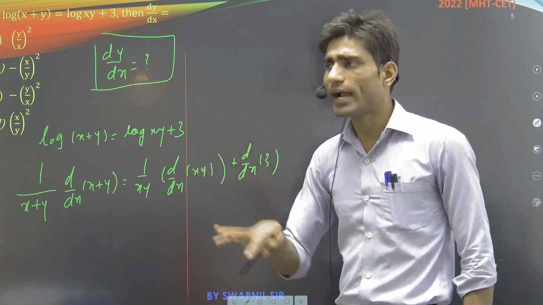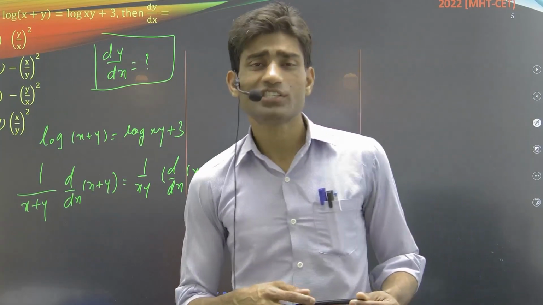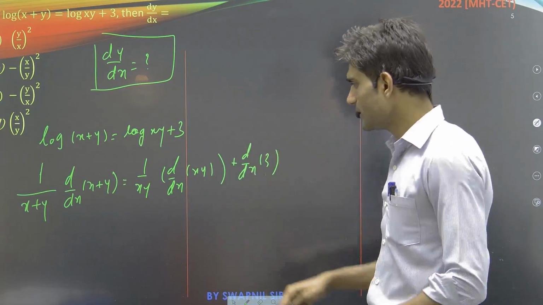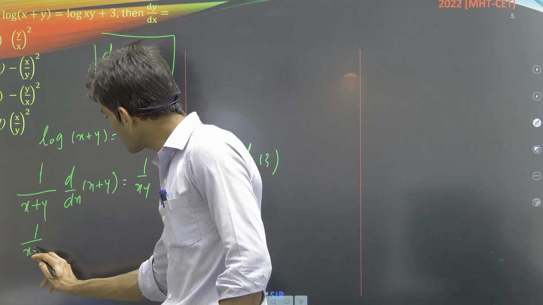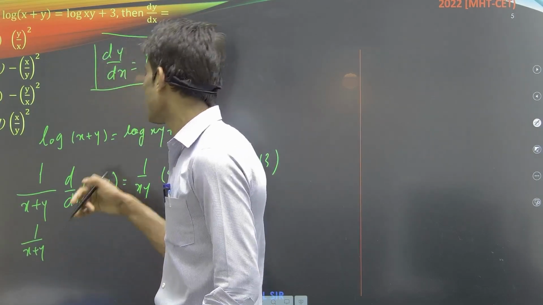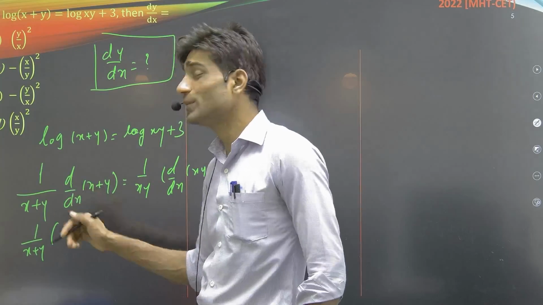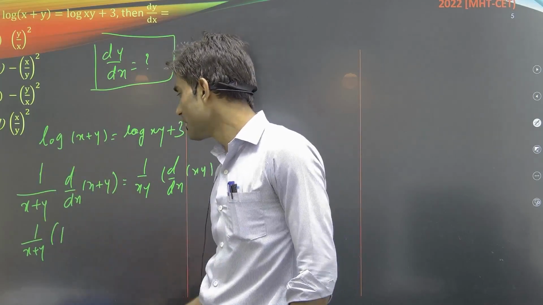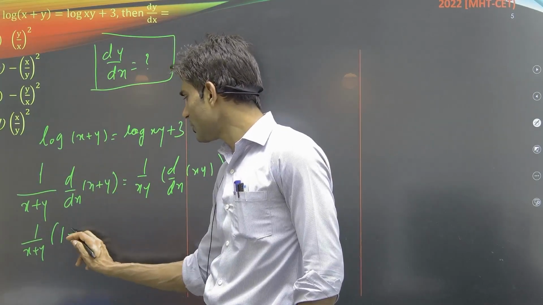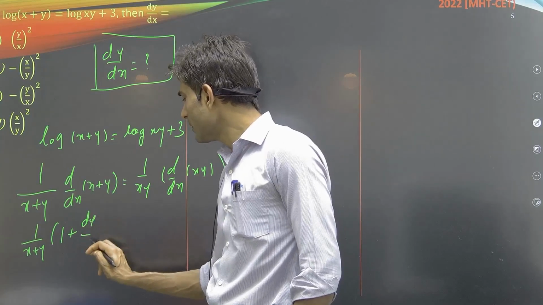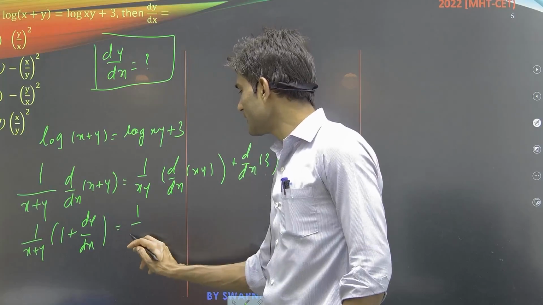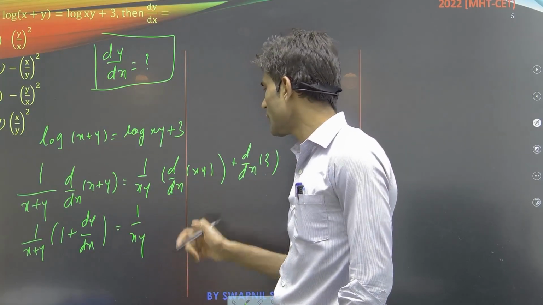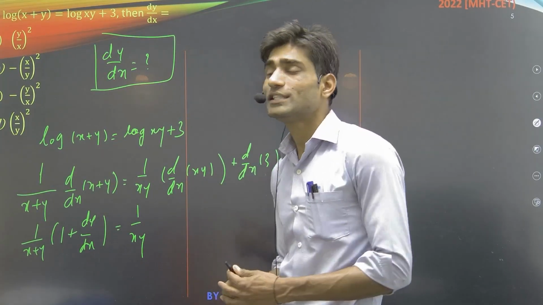As we know, a constant term gives differentiation 0, so keep it as 0 directly. So 1 upon x plus y into the differentiation of x plus y, where x has differentiation with respect to x which is 1, and the differentiation of y with respect to x we write as dy by dx, which is equal to 1 upon xy as it is, the differentiation of xy with respect to x.